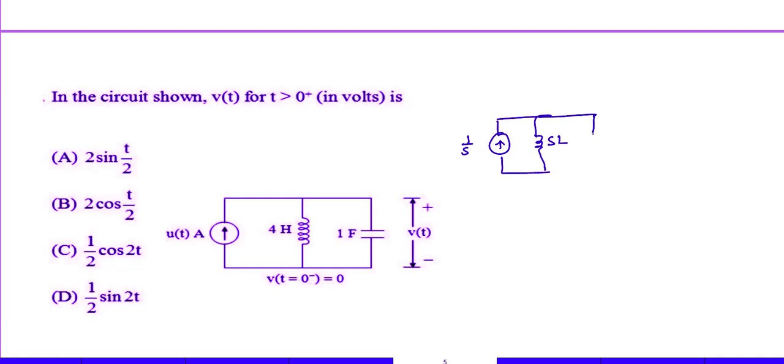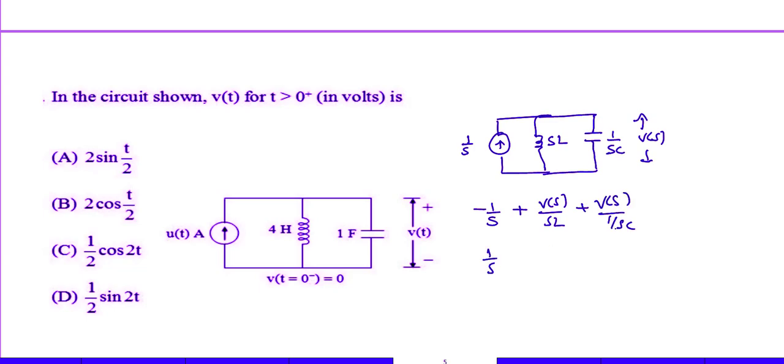So I just replace capacitance equal to 1/SC, so this is V of S. So nodal apply, so KCL apply: minus 1/S amperes plus V of S by SL, V of S by 1/SC. So 1/S equal to V of S by SL plus V of S into SC. I am taking V of S common, so 1/SL plus SC.